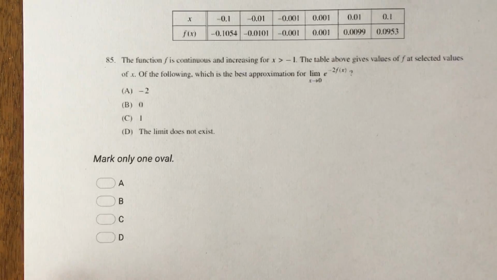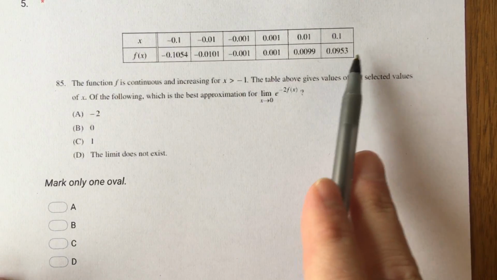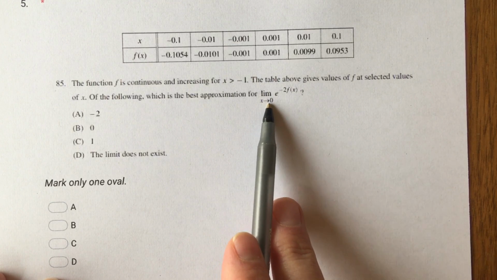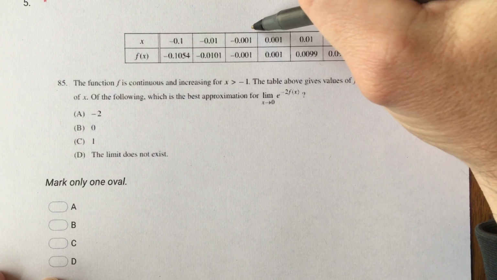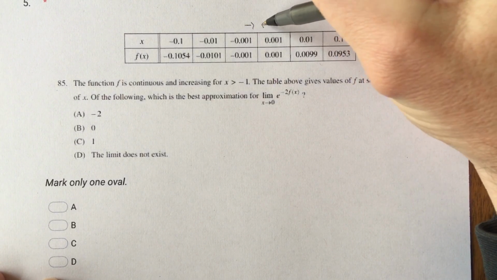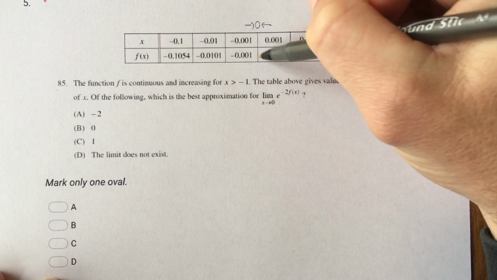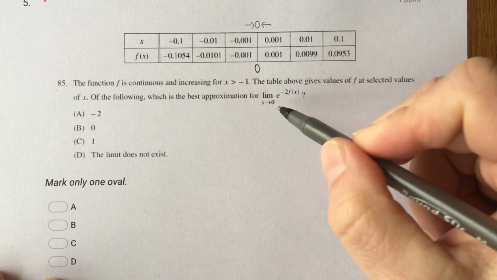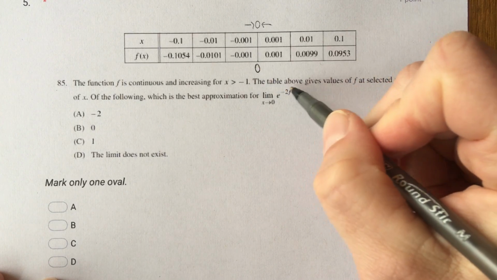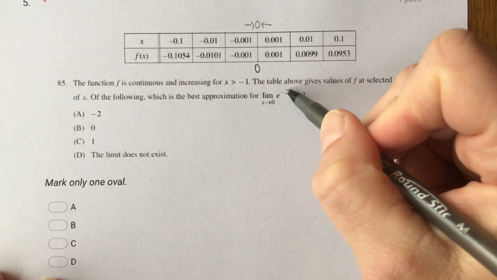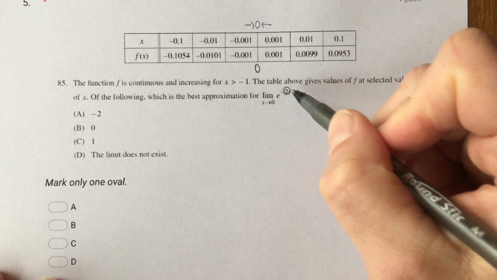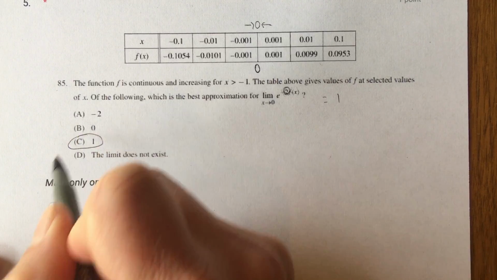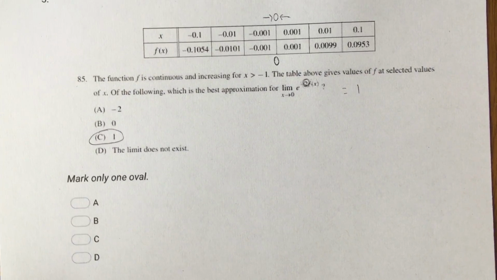Next one's real kind of strange. They give you this weird long table and they say, what's the limit, to the best of our approximation, as x approaches 0 of this? Well, as you look, as x approaches 0 from the left and the right, as it gets closer and closer to 0, it sure does look like f of x is approaching a value of 0 itself. So if we had to make a best guess, our best guess would be that we'd put 0 in here and we would end up with e to the 0, which is 1. So we had to take our best guess. That's really all we could say.